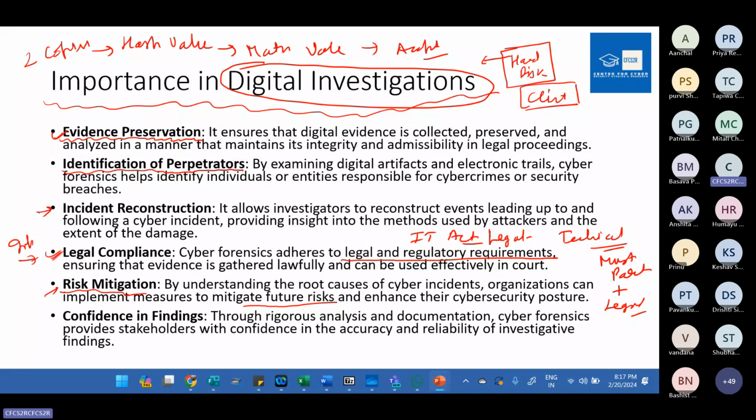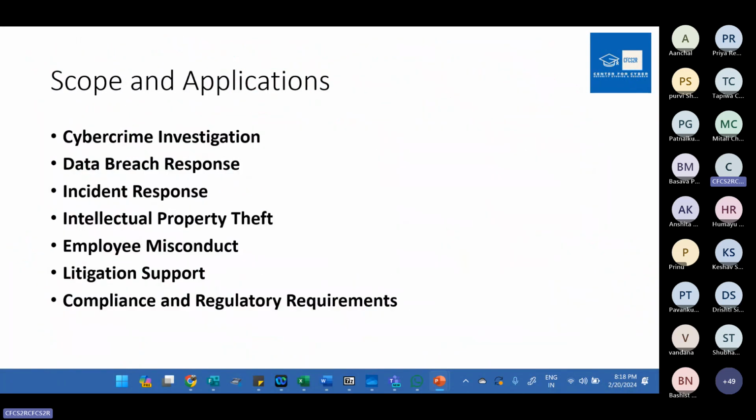Then the important part is confidence in the findings. Through rigorous analysis and documentation, cyber forensics provides stakeholders with confidence in the accuracy and reliability of investigative findings. So these are around six important parts showing why digital investigation is of utmost importance.